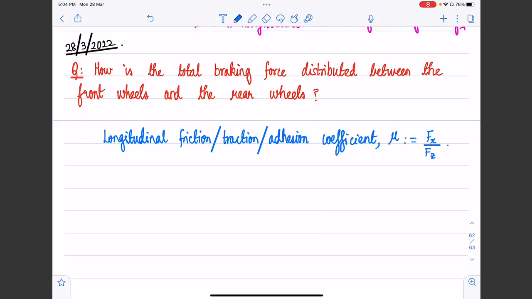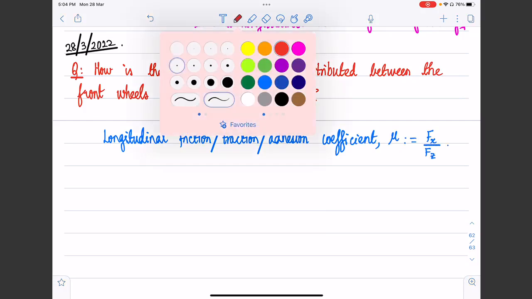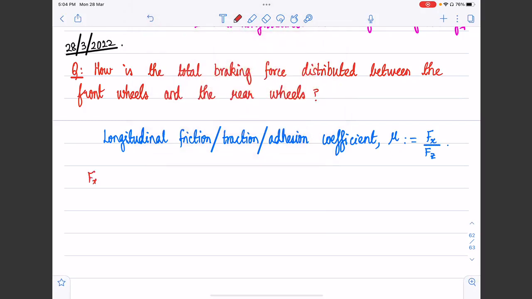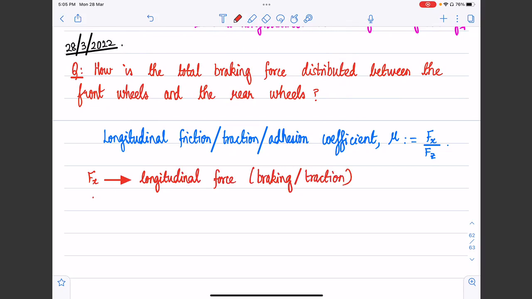What are these Fx and Fz? Fx denotes the longitudinal force. It can be the braking force or the traction force. Since we are considering braking maneuvers, it can be braking, but it could also be traction. When we are driving the vehicle using the powertrain, this Fx denotes the traction force.